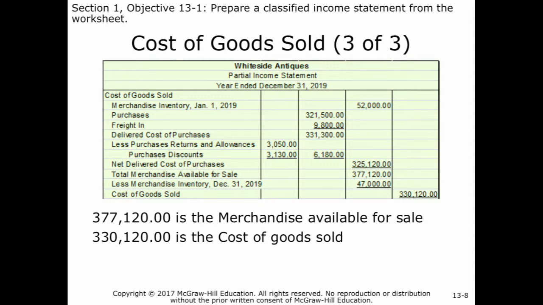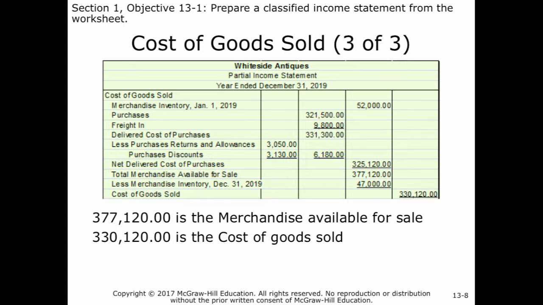So let's look at this visually. Here's the visual of the cost of goods sold section. This is only labeled as partial income statement. This is the second section that I'm showing you for the multiple step income statement. And we label that as partial because I'm only showing you the section that determines the cost of goods sold. Okay, so here we see that the beginning inventory levels on January 1st is $52,000.